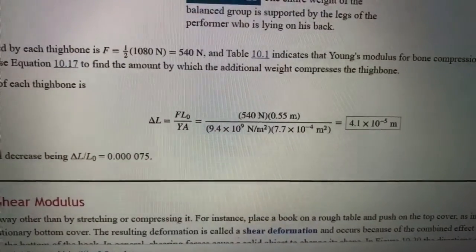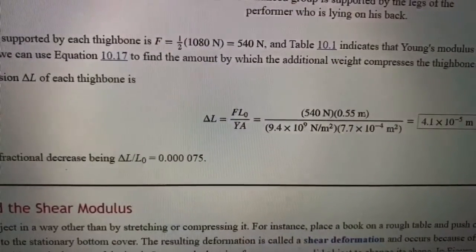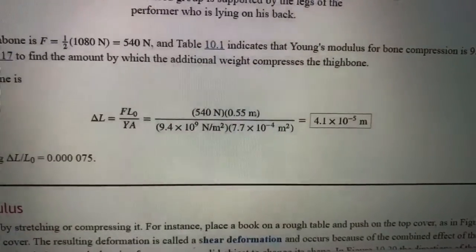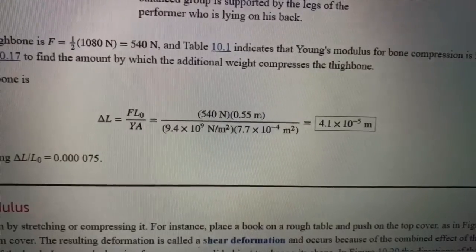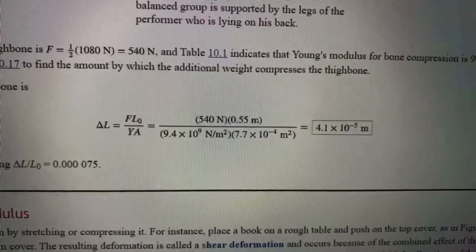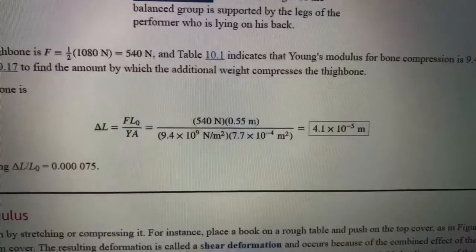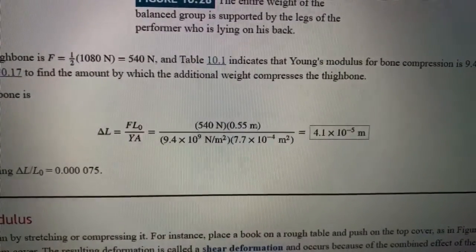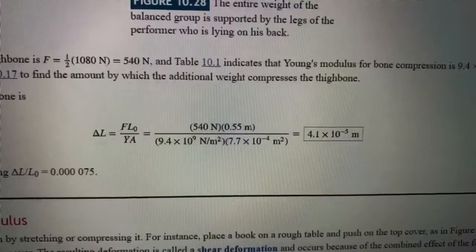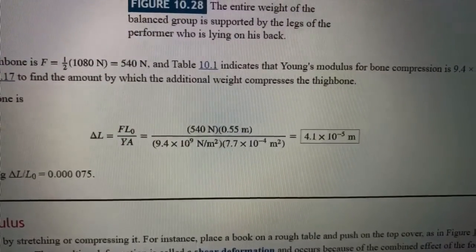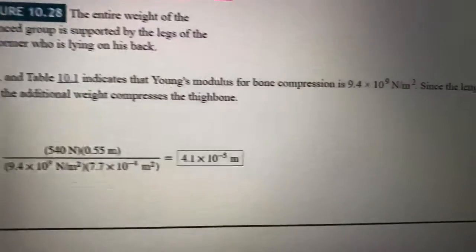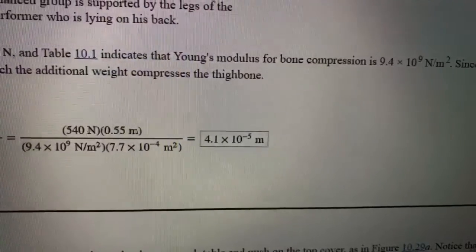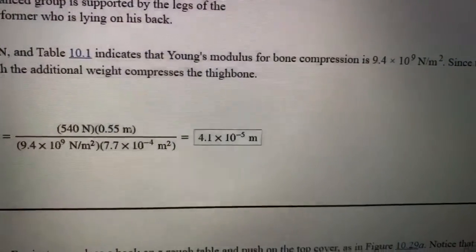And our solution to that would be using the formula delta L = FL over YA, given by the values 540 newtons times 0.55 meters over 9.4 times 10 raised to 9 newtons per meter squared times 7.7 times 10 raised to negative 4 meters squared, which would give us the final answer of 4.1 times 10 raised to negative 5 meters.